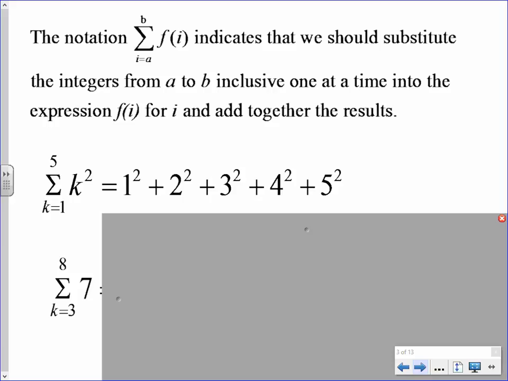55. Are you confident on that? I didn't add it up before. Okay. We plug in 1, we plug in all the integers in between until we get to 5.